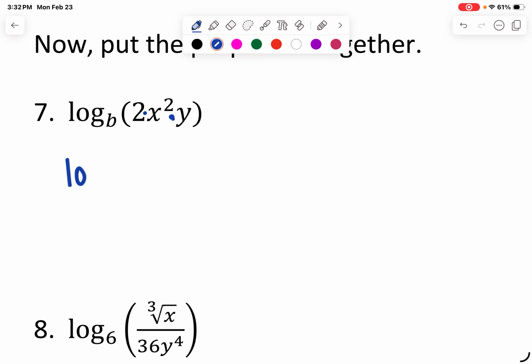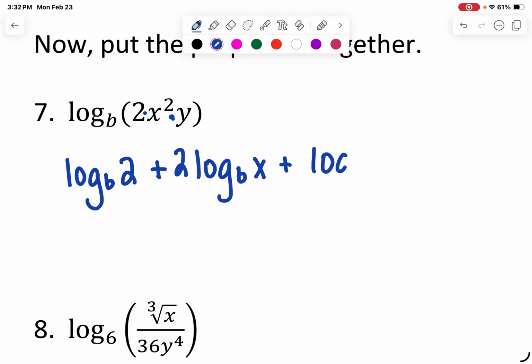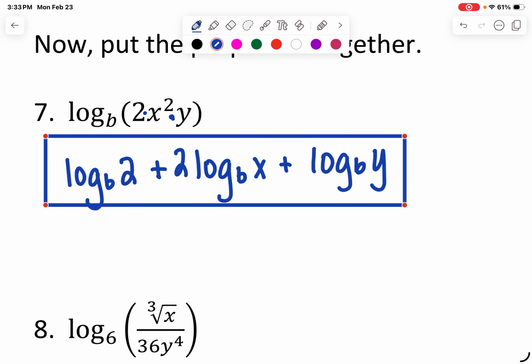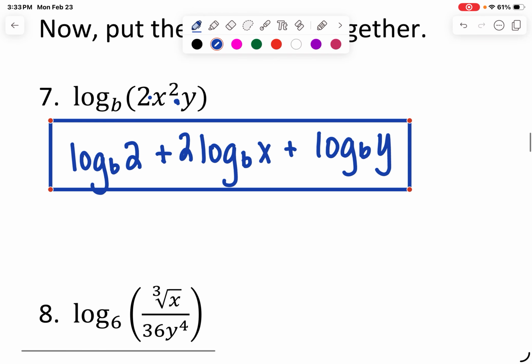So this is going to be log base b of 2 plus log base b of x squared. And then I know that with that exponent, I can take it and write it in front of my log as a multiplier. That's why I left space there, because I knew that was going to happen. Plus log base b of y. If you look, each of your arguments have no multiplication, division, or exponents left in them. So you're good to go. Oh, I should see if I can evaluate any of them. The base is b, so I'm not too hopeful on that. And I don't see any log base b of b, so no.